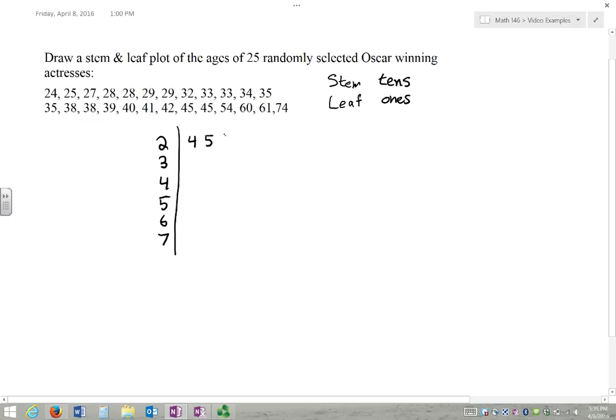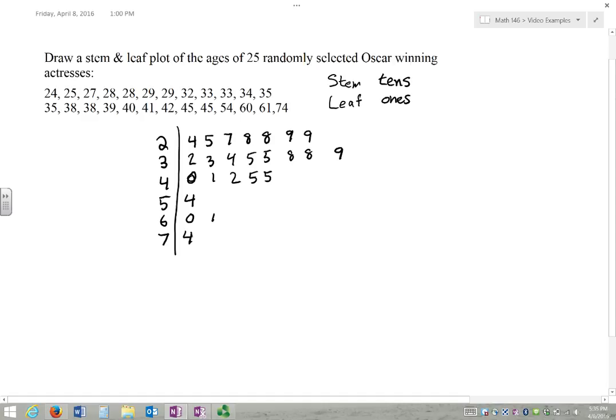So 5, 7, 8, 8, 9, 9. And then we have the 30s. So we have 32, 3, 4, 5, 5, 8, 8, and 9. Now we have the 40s, 40, 41, 42, 45, 45, and then the 50s. Okay, so now we're breaking off a little bit. 60, 61, and 74.